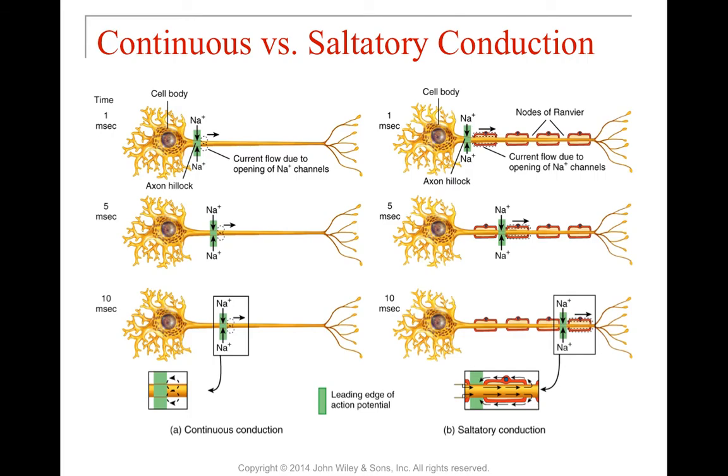All right, so we also have two different types of conduction: continuous versus saltatory conduction. This is what I was hinting at when I was talking about the nodes of Ranvier. Continuous conduction is when the flow along the axon happens steadily in front of and behind, so that we have this action potential flowing all the way down.